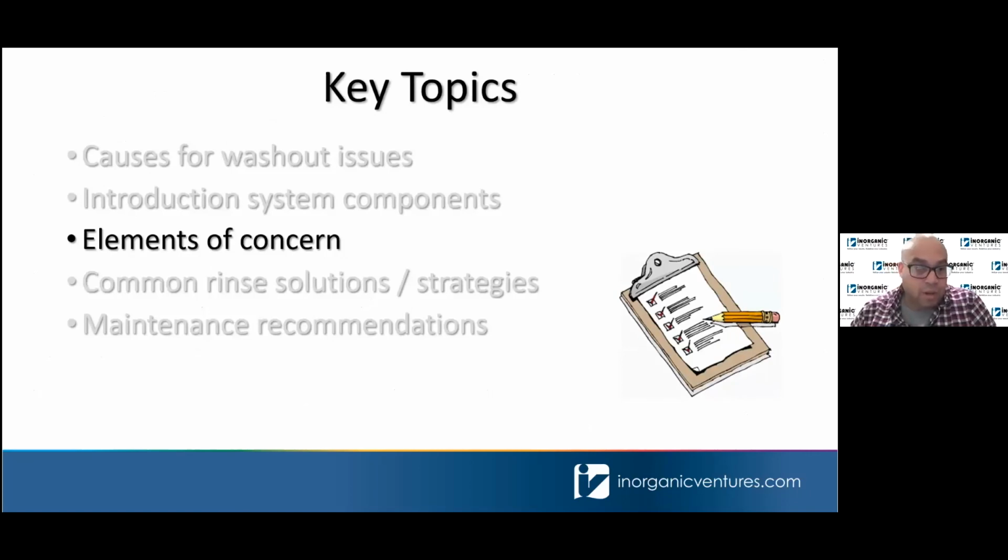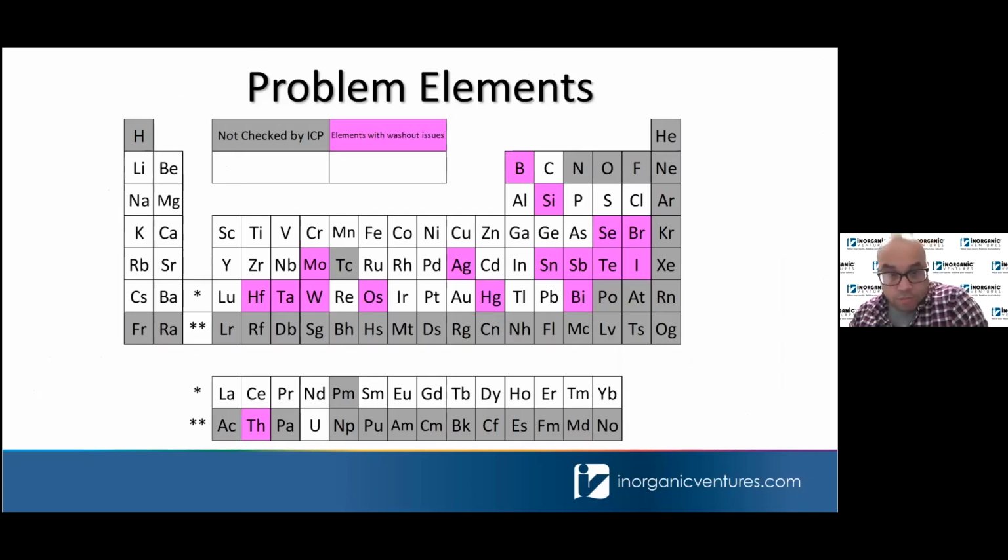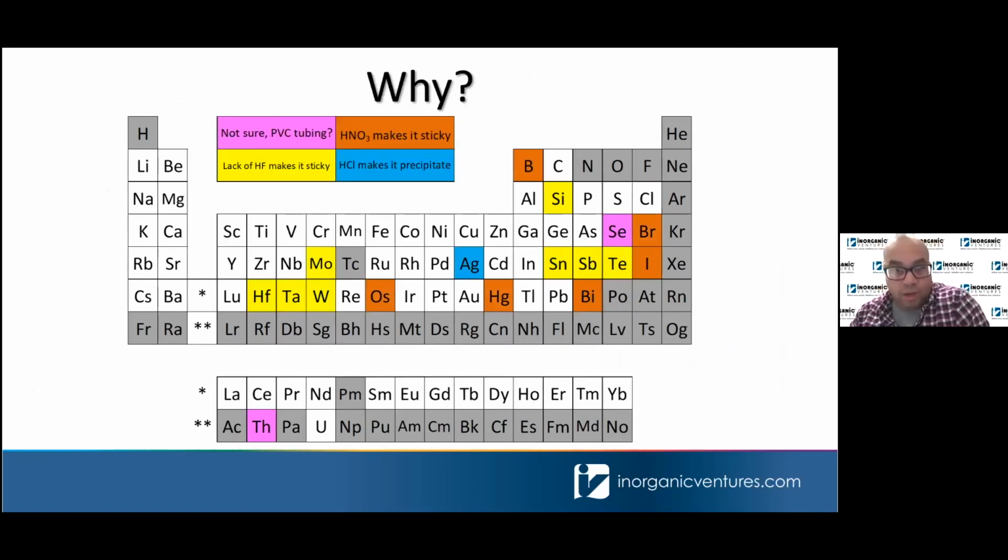All right, and I'm going to end my section just talking about a few elements of concern. So at Inorganic Ventures, these are generally the elements that we've seen the most problems with washout issues: your borons, your silicons, selenium, tin. So if you go ahead and go to the next slide, we're going to break it down a little bit. We've got it color coded here.